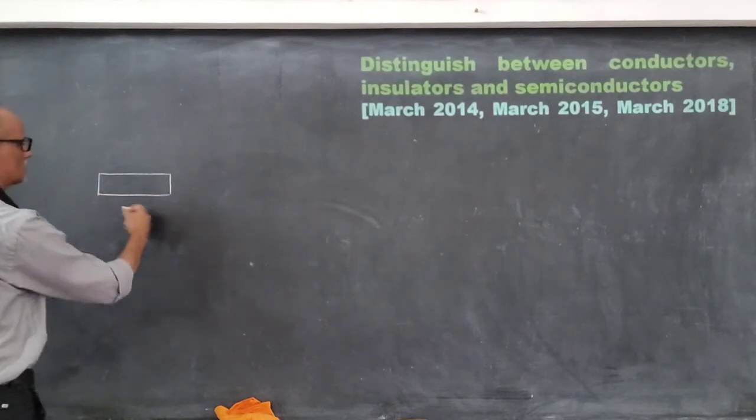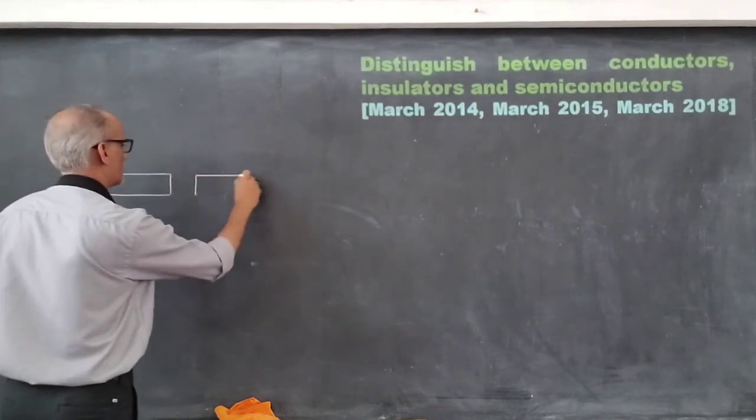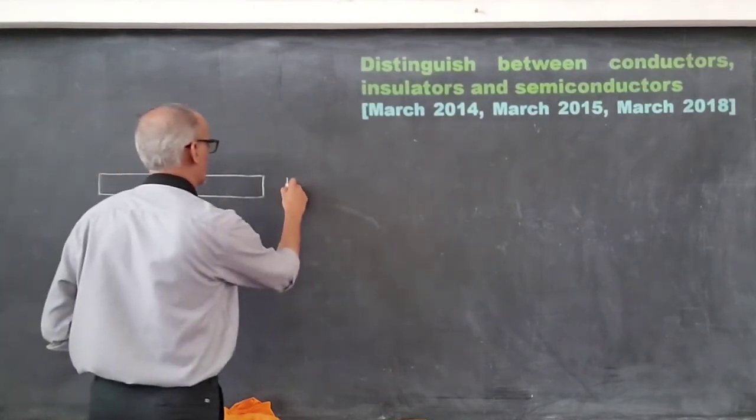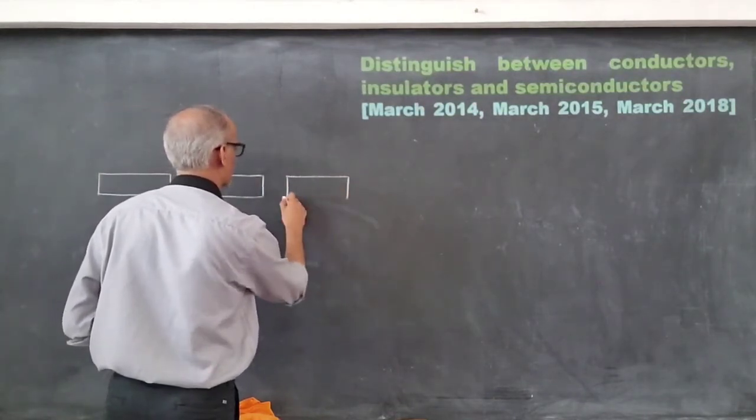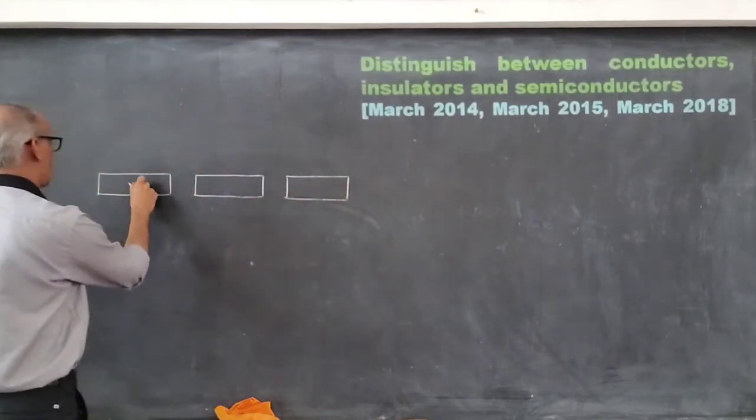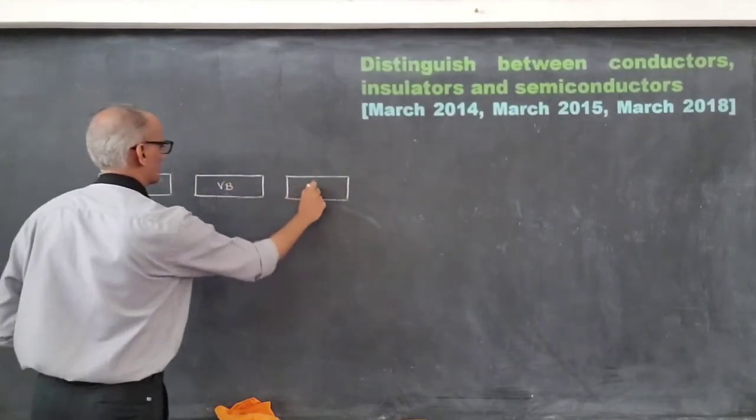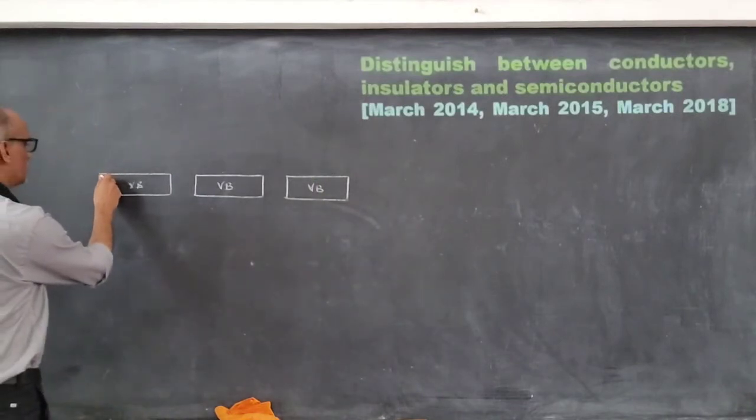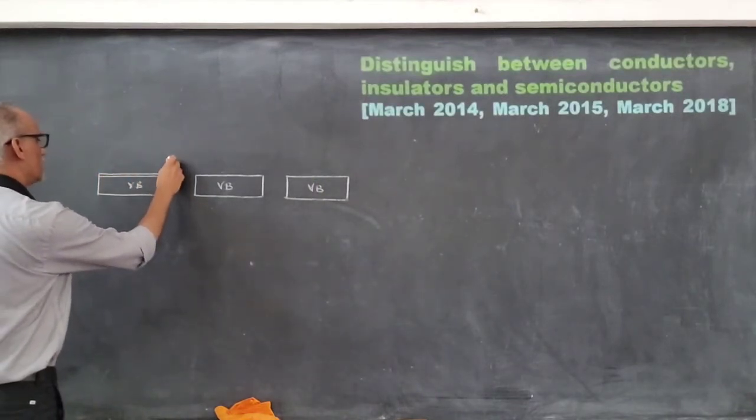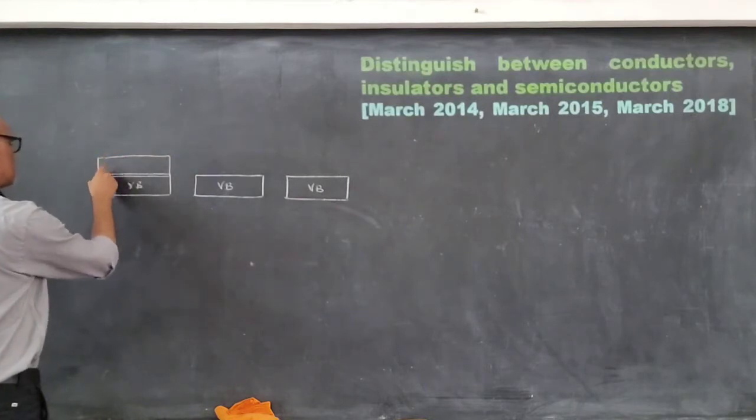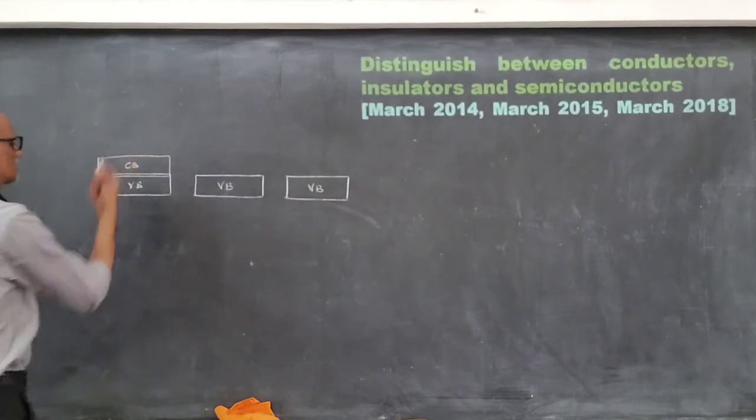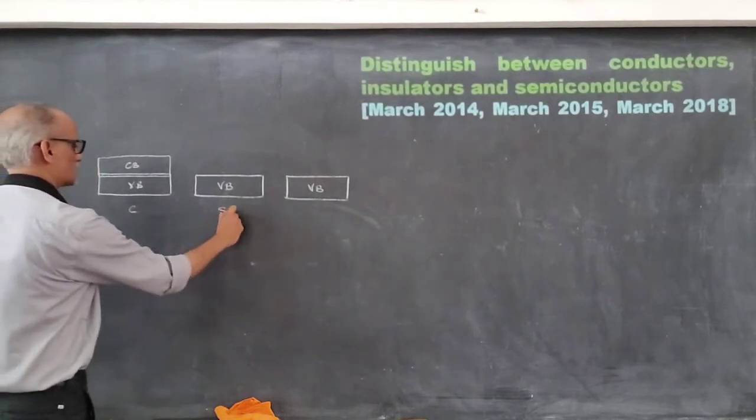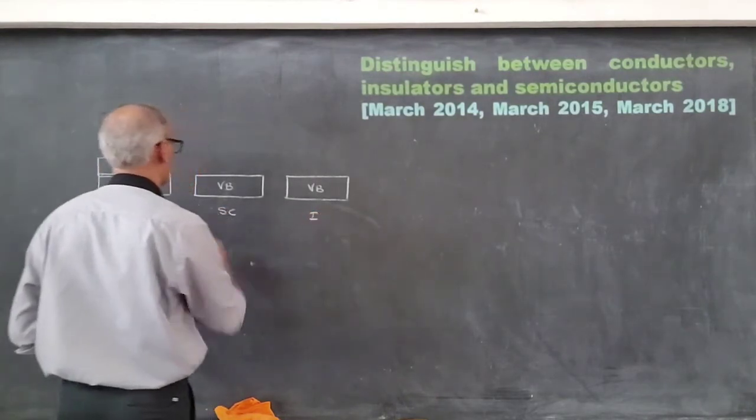This is for the conductor, and then for semiconductor, and then for insulator. This is the valence band. In the case of conductor, the valence band and the conduction band overlap. So, this is the conduction band. This is for conductor, this is for semiconductor, this is for insulator.